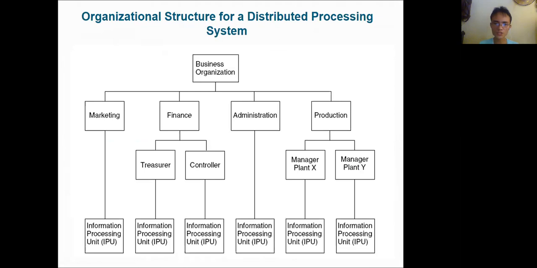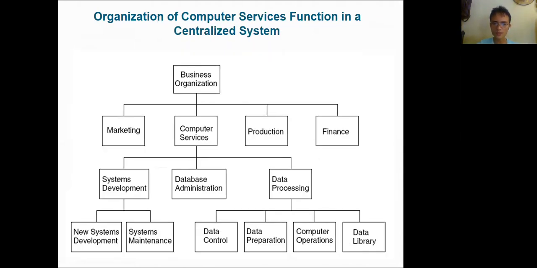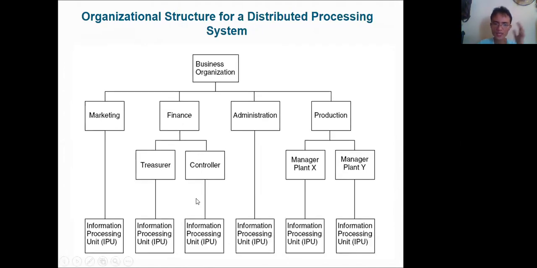On the other hand, this is distributed. So if we can notice, for every functional department, there is an IPU, information processing unit, there. And of course, these IPUs would be processing the particular information needs of these departments. So let's go back to the previous one. We can compare. Like in centralized, everything is here, but here it's delegated. The IPU or the EDP or IT functions are separated or segregated per department.